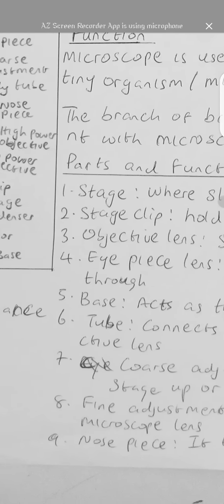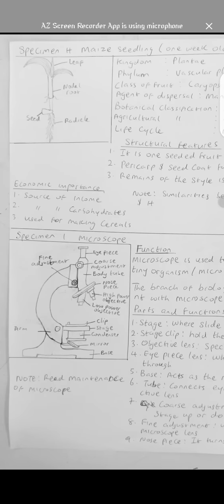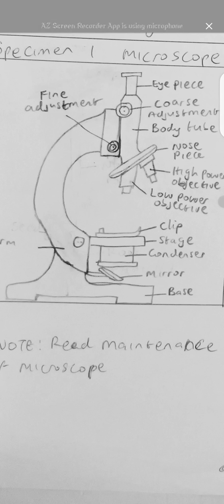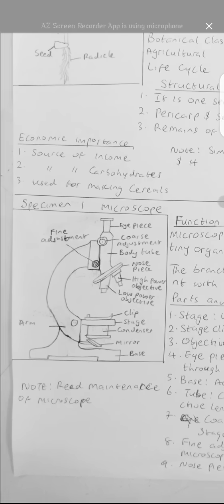So that's basically it. So here I wrote note, read maintenance of microscope. But let me just say it. Make sure you clean. You make sure you keep the microscope in a dry, neat place. You dust with linen cloth. You keep it back in its box after use. Avoid water from touching it. Lubricate the moving parts regularly so as to avoid wear and tear. All right, so that's basically it.